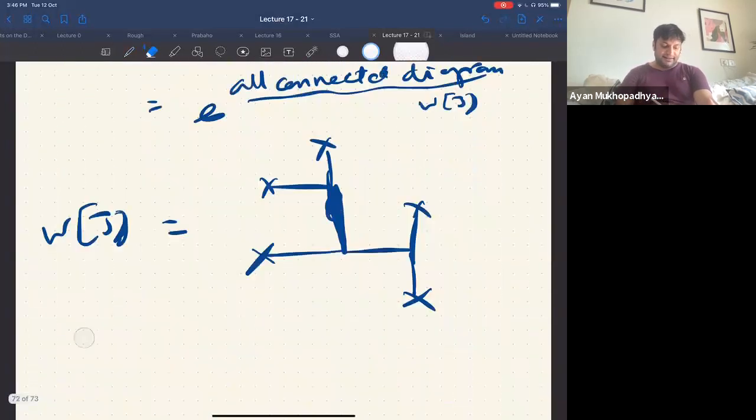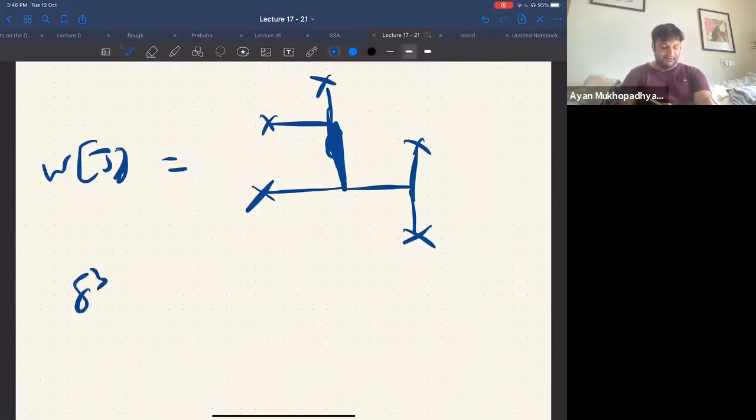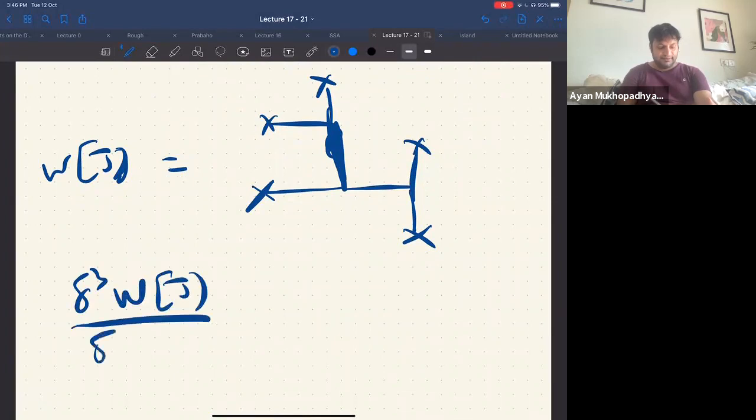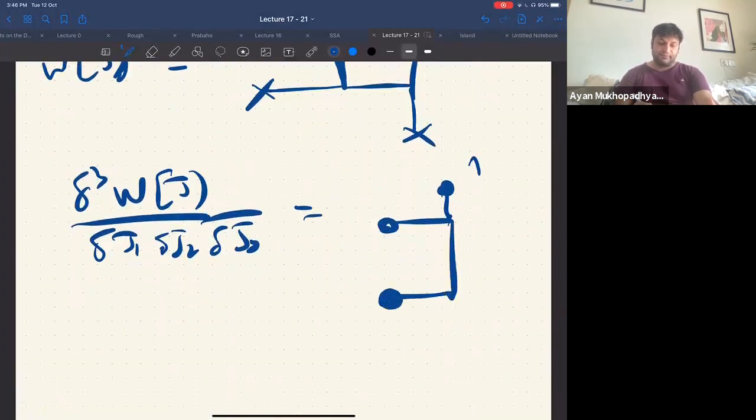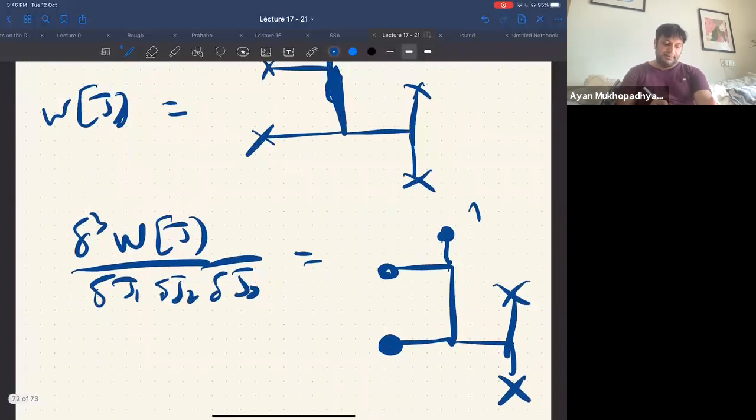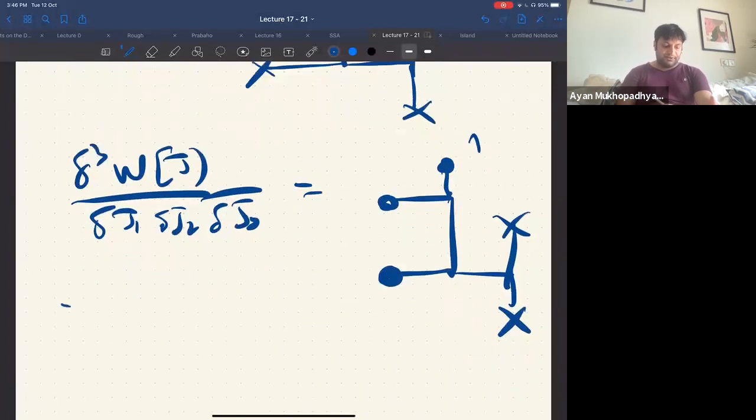But if you take delta cube W of J, right? Now, if you take delta cube W of J, delta J1, delta J2, delta J3, then you will get only connected correlation functions of this kind. Three of them will be replaced by three circles, and these are the J insertions which are possible. So what you have to remember is that this is a correlation function again in the presence of a source J.